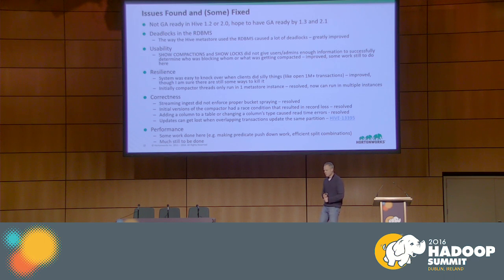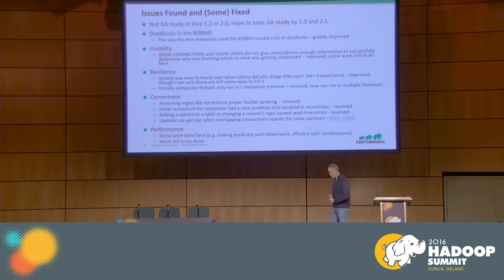We saw some usability issues. When people did get themselves in trouble, they were completely befuddled about how to get out of trouble. What locks were blocking what other users, why were compactions running at all, and if so, were they succeeding? We didn't give users adequate tools to really figure those questions out. We did have show compactions and show locks, but they didn't give really enough information, so we made some improvements there. I think there's still some work to do in that space, but we've at least made it a lot easier to debug and figure out what's going on.